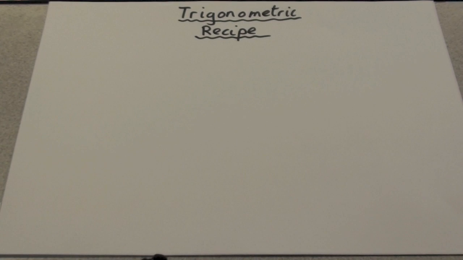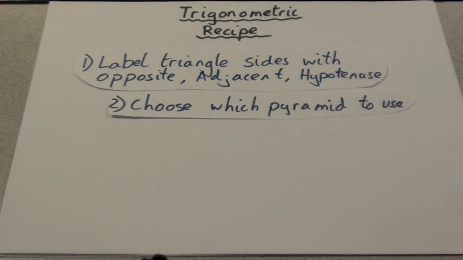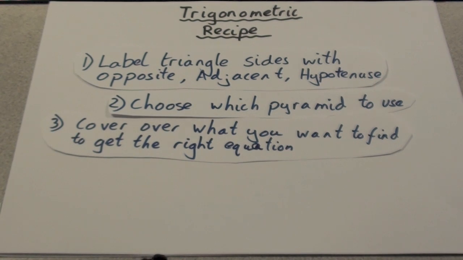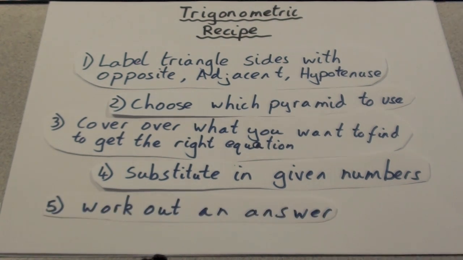The following trigonometric recipe works for sides and angles. First, label the sides. Second, choose which pyramid to use. Third, cover over what you want to find. Fourth, substitute in given numbers. And fifth, work out an answer.